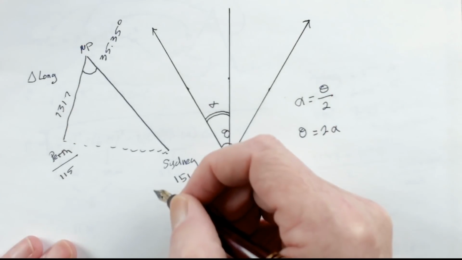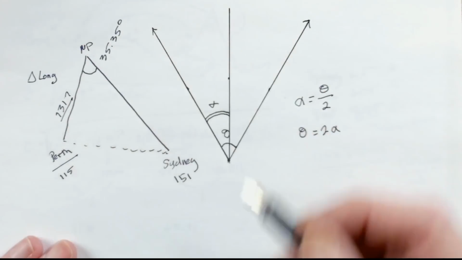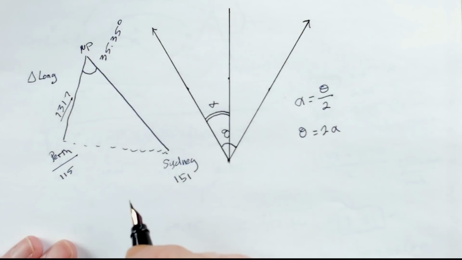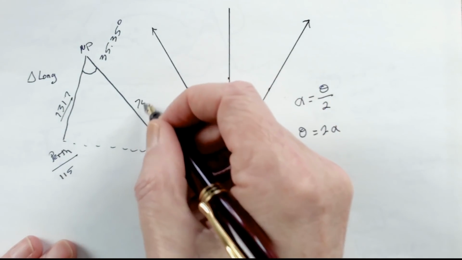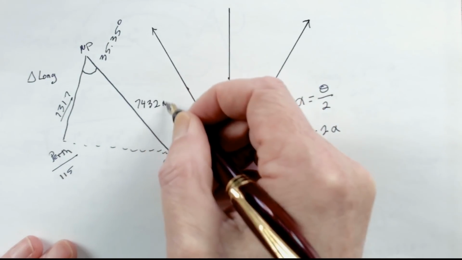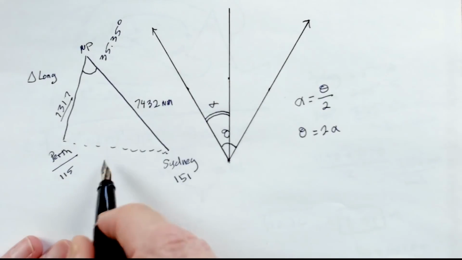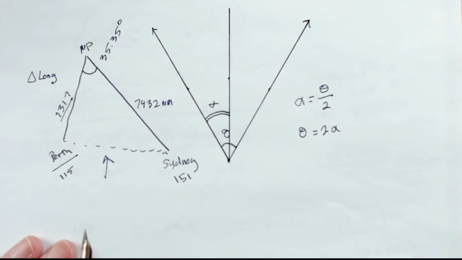So based on what we just did, our distance from the North Pole to Perth is 7,317 nautical miles, right there. The distance from the North Pole to Sydney is 7,432 nautical miles. So therefore, the distance here is going to be somewhere between 4,059 and 4,481 nautical miles, depending on which scale you end up using.